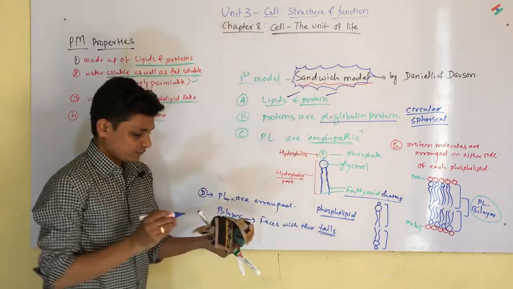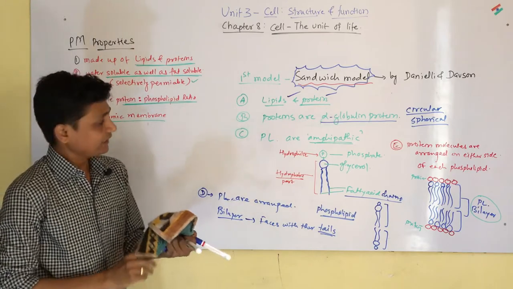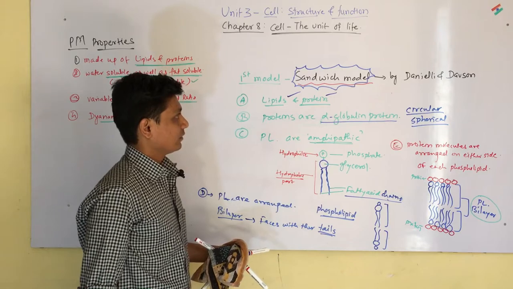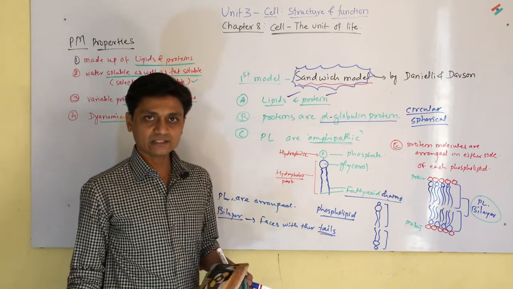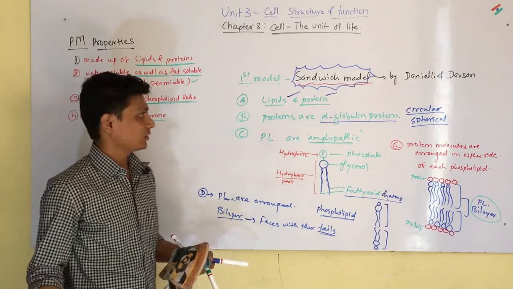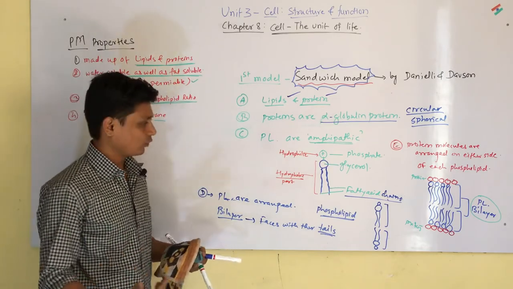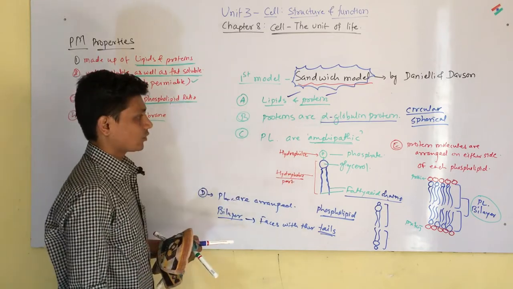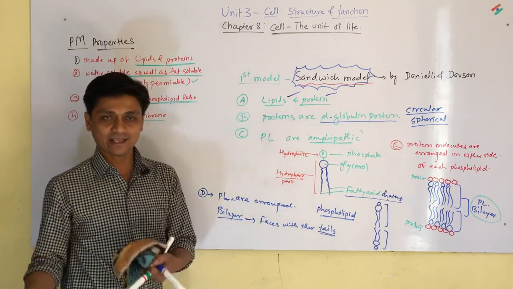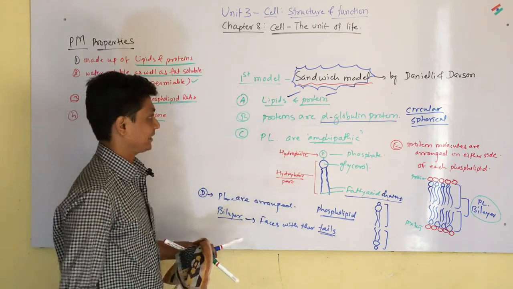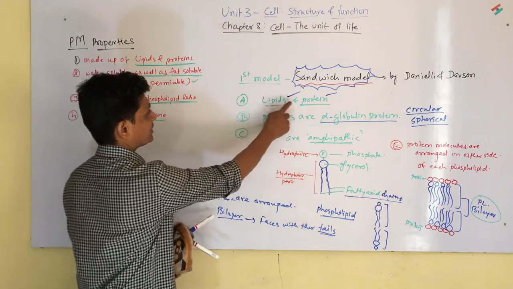Okay, the next part: does this Danielli and Davson sandwich model meet the properties of the plasma membrane or not? We will check whether it meets the properties or not. If it meets them, then it is accepted. If it does not meet them, then the model is rejected.